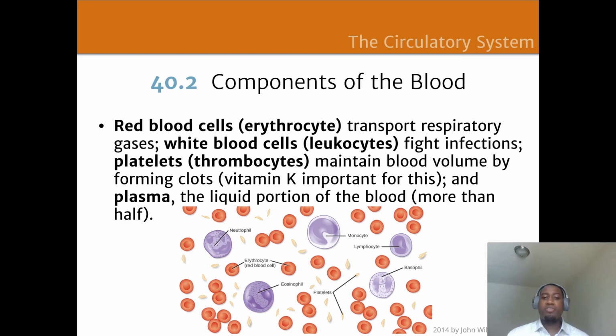And then you have the actual liquid portion of blood. The liquid portion is called plasma. So plasma is the liquid portion, and it's more than half of the blood is made up of this. When you think blood, you think it's flowing and running. That's the plasma. So you got red blood cells, white blood cells, plasma, and platelets, aka thrombocytes, leukocytes, erythrocytes, and plasma. So I expect you to know what each of those four components are and what they do.